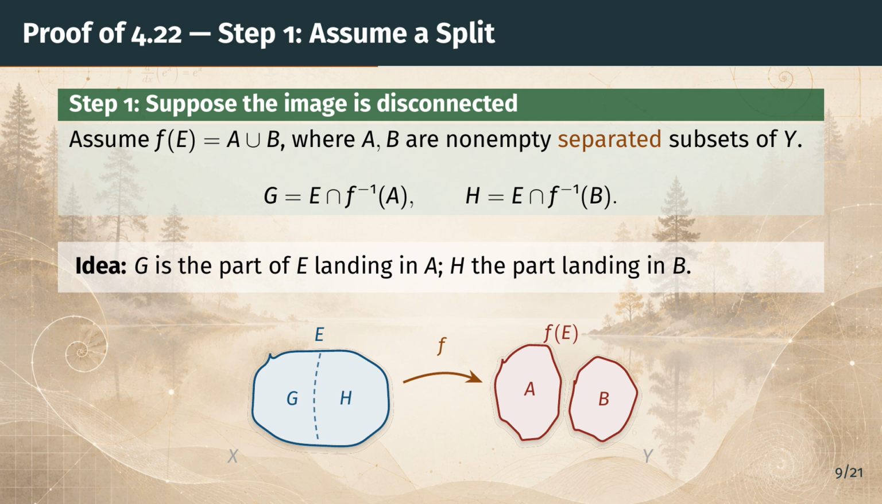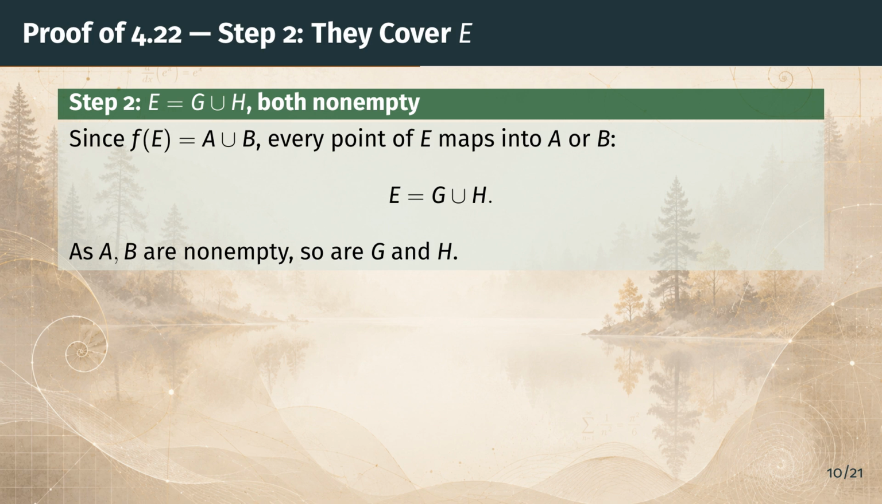Next, we check these pieces behave well. Step 2. Because every value of F on E lands in either A or B, every point of E belongs to G or to H. So E is the union of G and H, and since A and B are each non-empty, and they are both actually attained as images of points of E, the pullback sets G and H are non-empty as well. So we have genuinely split E into two non-empty pieces. The only thing left to check, and it is the crucial thing, is that these two pieces are separated.